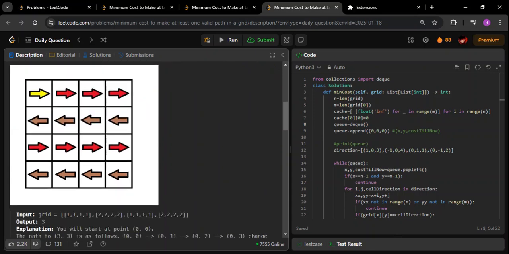Then we'll see the actual question. Okay, the actual question they mentioned. See the diagram: we are going to start from 0 comma 0, and we should be ending at n minus 1 comma n minus 1. That is the right bottommost cell where we are going to end, and we have to start from 0 comma 0, which is the top left cell.